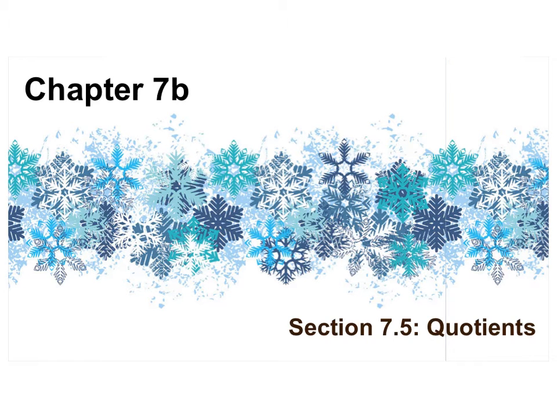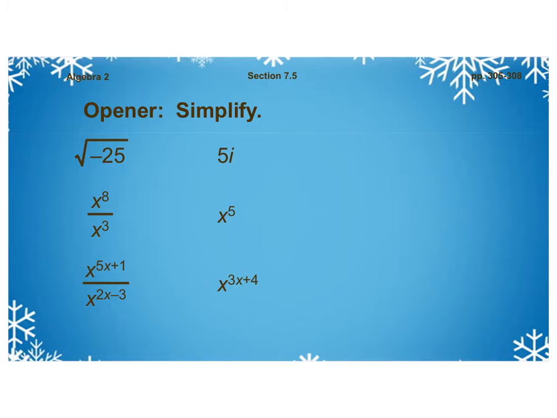Okay, this is section 7.5, quotients. Quotients meaning this is going to be about radical expressions that are in fraction form, one divided by another. So that's what the quotients is all about.